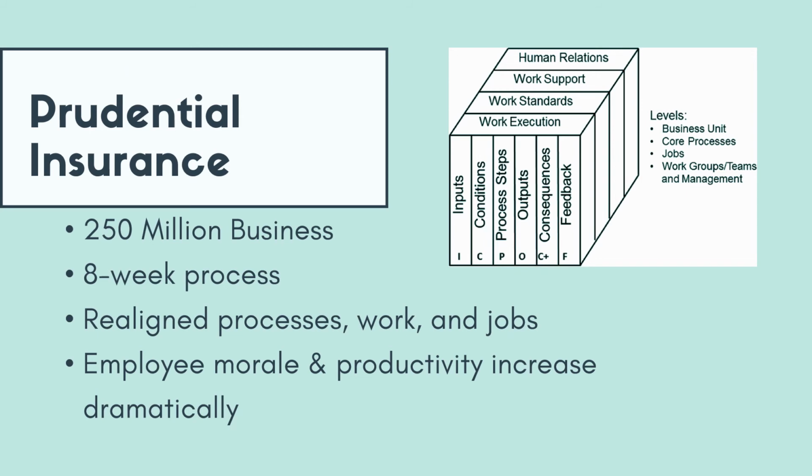Our first real-world application example is Prudential Insurance. Langdon and his associates applied his model to look at all 6 elements at each organizational level and layer. Their analysis found misalignments, poor work design, and broken processes. Over the course of 8 weeks, they identified gaps and realigned the entire organization to increase productivity and efficiency.